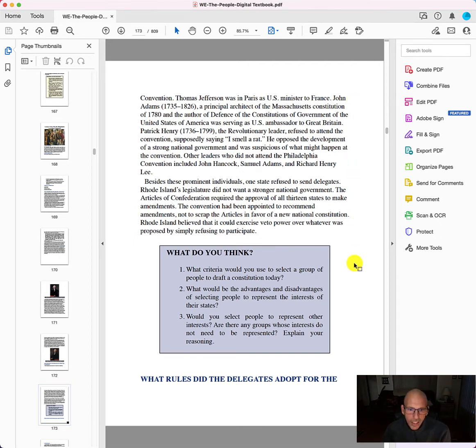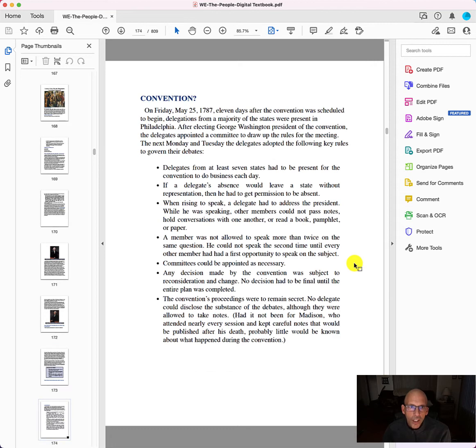What rules did the delegates adopt for the convention? On Friday, May 25th, 1787, 11 days after the convention was scheduled to begin, delegations from a majority of states were present in Philadelphia. After electing George Washington president of the convention, the delegates appointed a committee to draw up the rules for the meeting. The next Monday and Tuesday, the delegates adopted the following key rules to govern their debates.